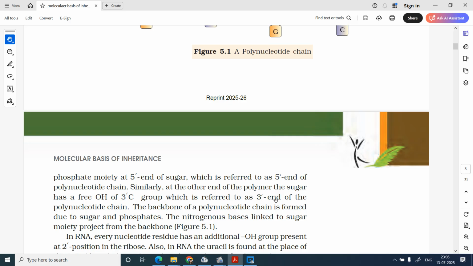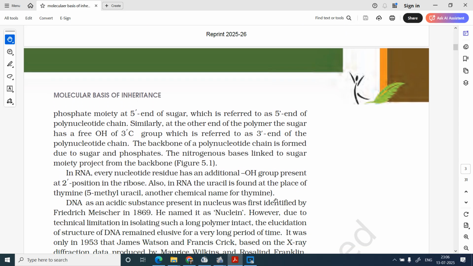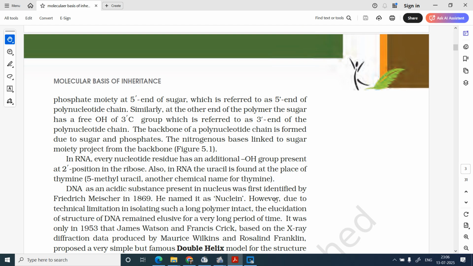The backbone of a polynucleotide chain is formed due to sugar and phosphates. The nitrogenous bases linked to the sugar moiety project from the backbone. Figure 5.1. In RNA, every nucleotide residue has an additional OH group present at the 2' position in the ribose. Also in RNA, uracil is found in place of thymine, 5-methyl uracil being another chemical name for thymine.